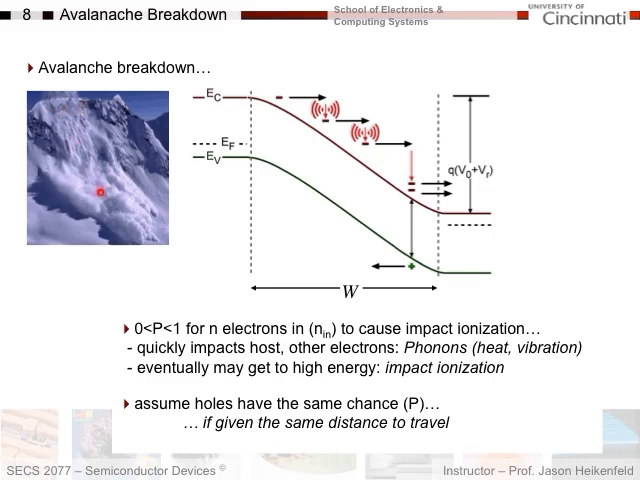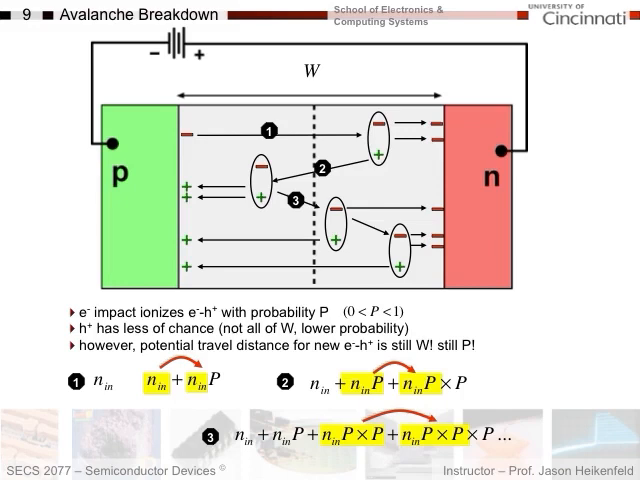So again, let's assume we have this competing process of trying to lose energy, but also trying to gain enough energy to cause impact ionization. And let's assume our probability is between 0 and 1 for electrons coming in to cause impact ionization. And let's assume holes have the same chance as well. Okay? So, let's let this play out here. Here's my depletion region with width W. Here's my first electron coming in.